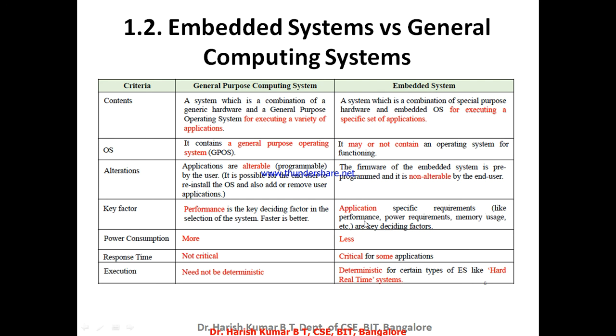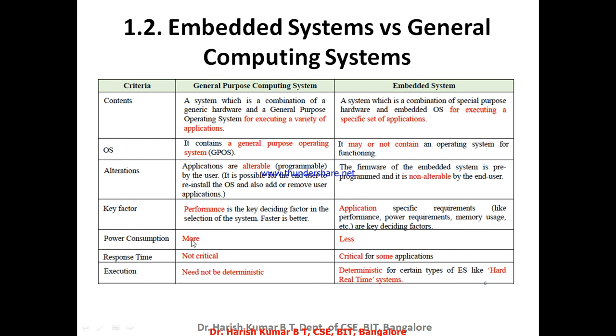other several factors also. Along with performance, you should also check the power requirements. Say, for example, you are interested in buying a cell phone. You'll not only look into the performance of the cell phone, but at the same time you also look into the power requirements. If I charge my cell phone once, how long does it give battery backup, and memory usage, all these things. There are many key factors which you need to look at with respect to an embedded system, but for a general purpose computing system, performance is the only deciding key factor, because there we don't bother about the power requirements and memory usage.